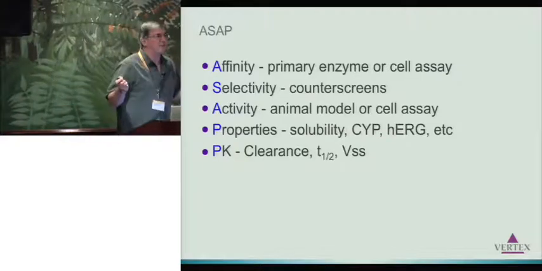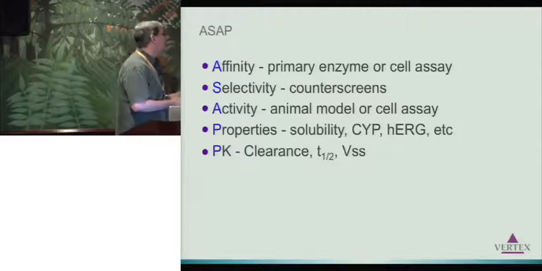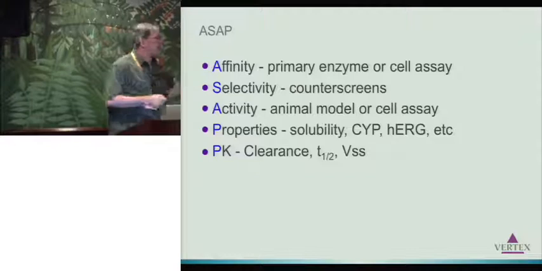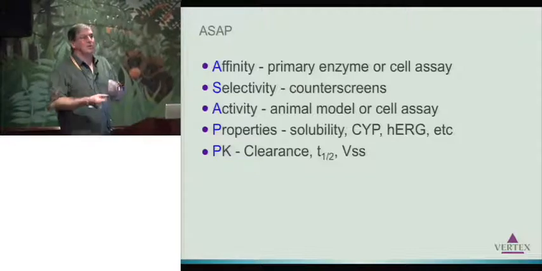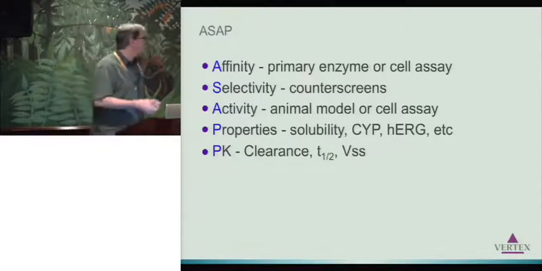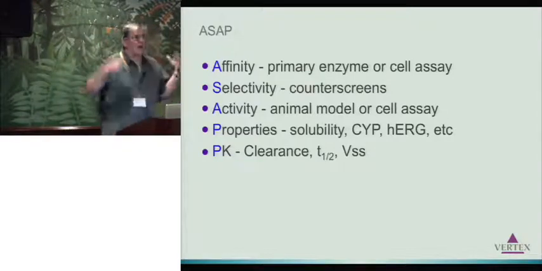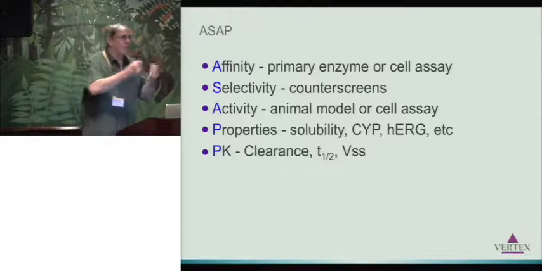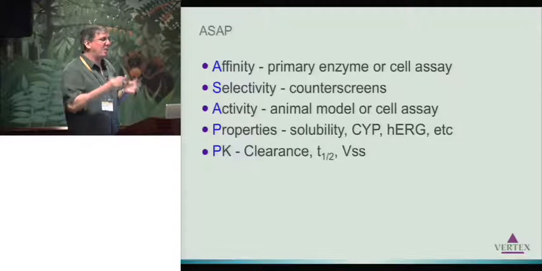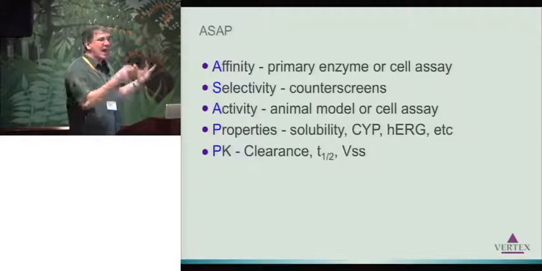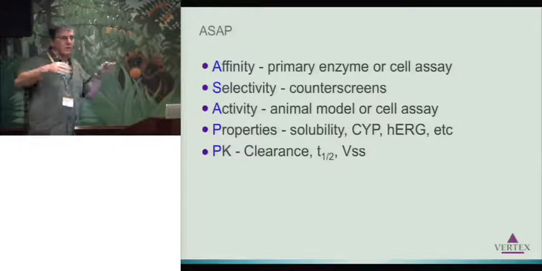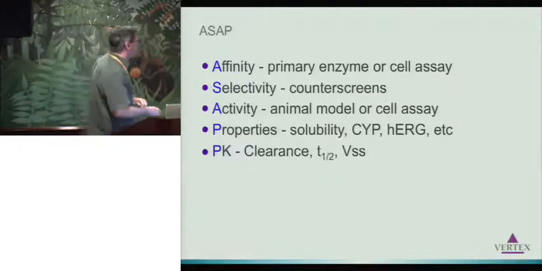But I think it's nice because it's just one way, but it's a logical way to group your data. So what we do is we group things into an affinity category. So affinity is really the thing that you're typically tracking day to day on a project. So it's your primary enzyme assay or cell assay. Selectivity, that's pretty obvious. It's your counter screens. What do you not want to hit? Activity is usually your final endpoint output. So it's something that you're getting out of an animal model or a cell assay. Then we've got properties, CYPs, hERGs, solubility, et cetera, and your PK parameters.